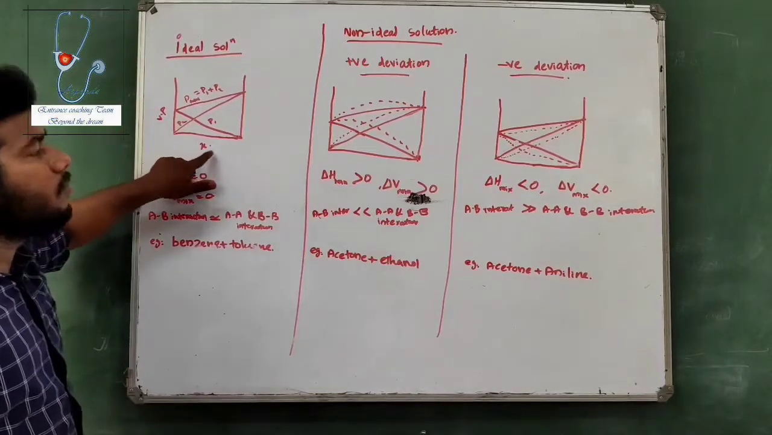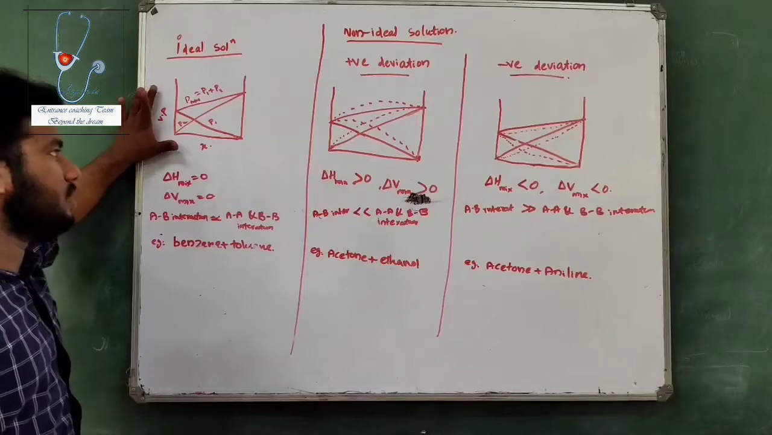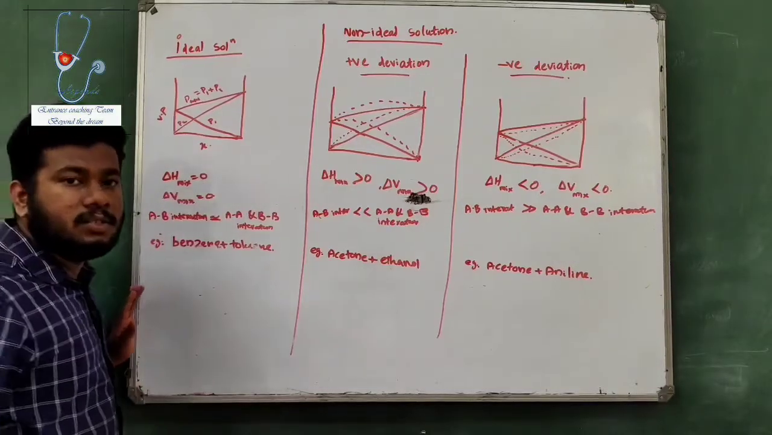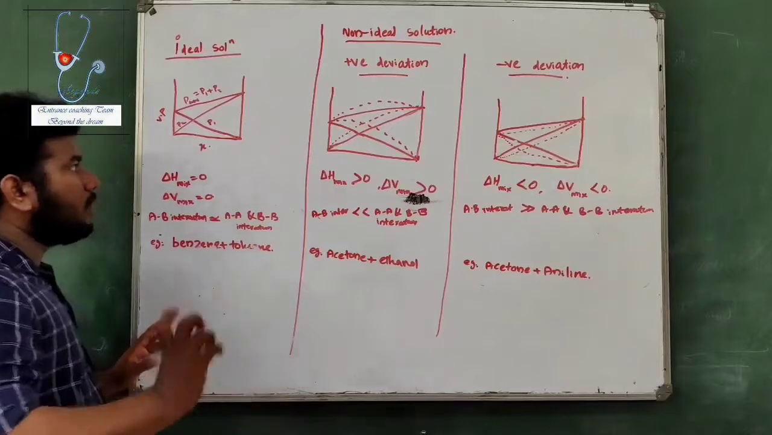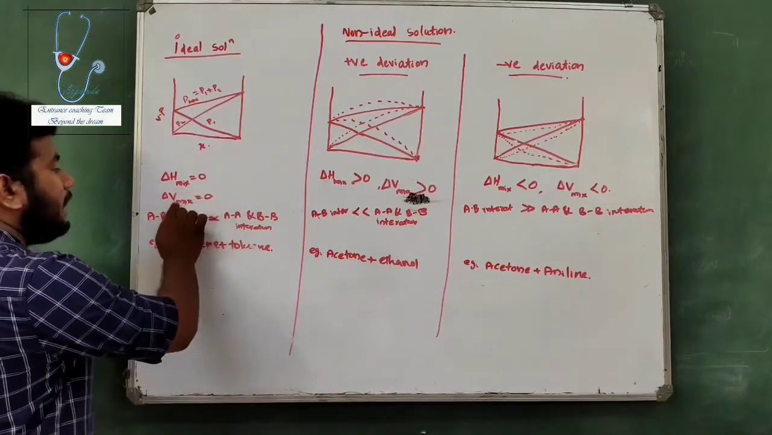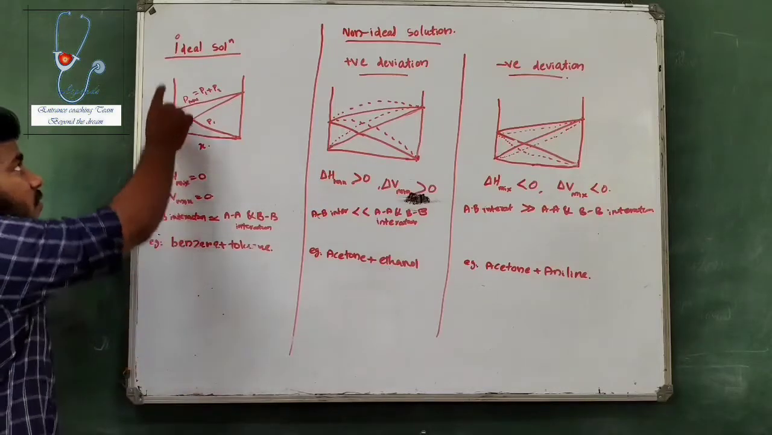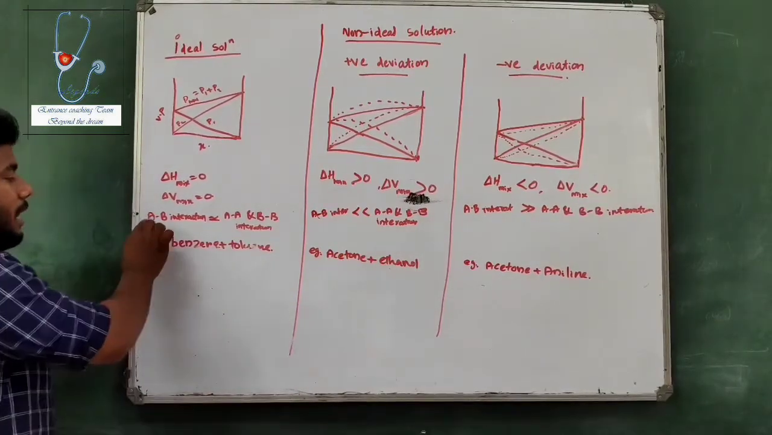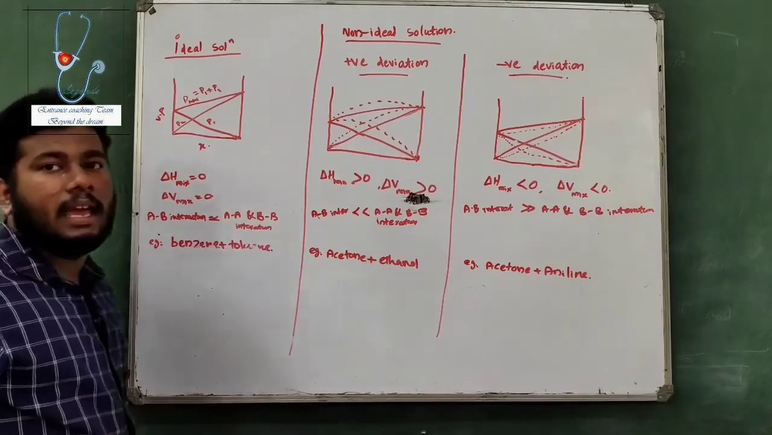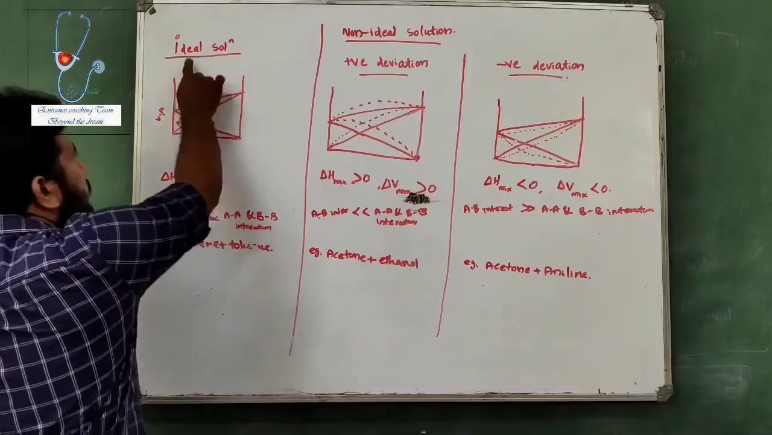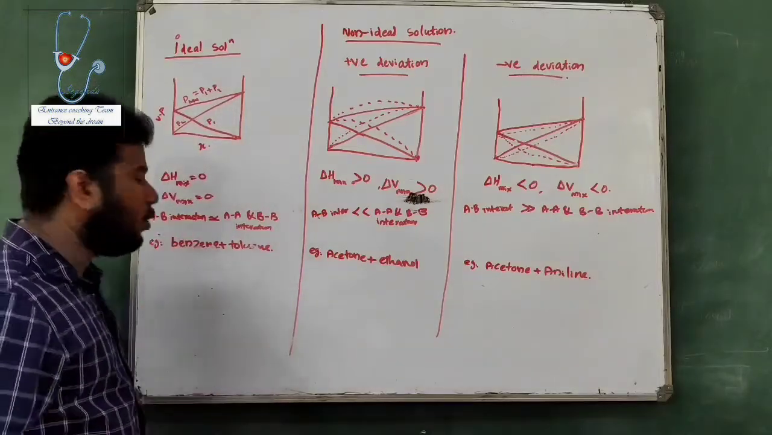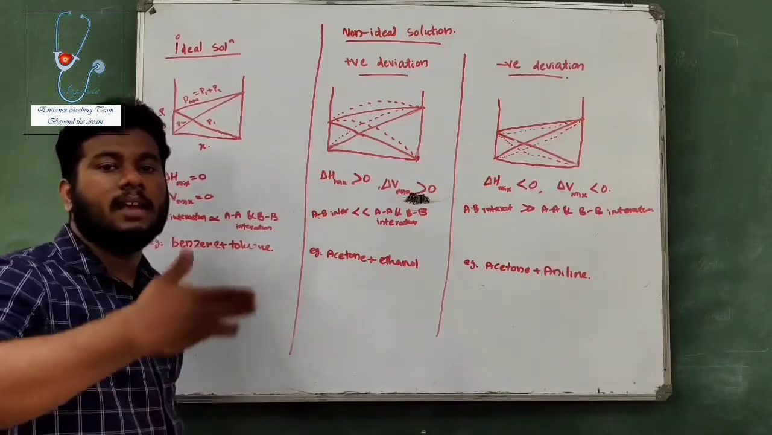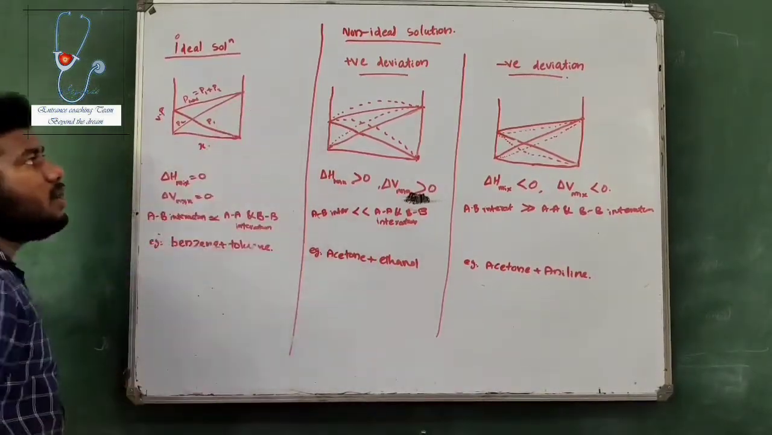This is a vapor pressure versus mole fraction graph for an ideal solution. Very important graph. Then for an ideal solution, delta H mix is equal to 0 and delta V mix is equal to 0. Very important point. For an ideal solution, A-B interaction, where A means solvent and B means solute, is almost equal to A-A and B-B interaction. For example, benzene plus toluene. Another example is chlorobenzene and bromobenzene.